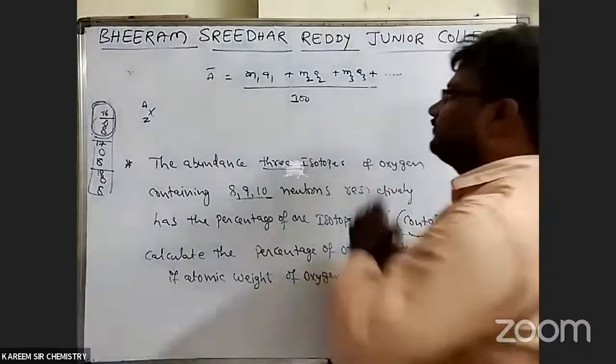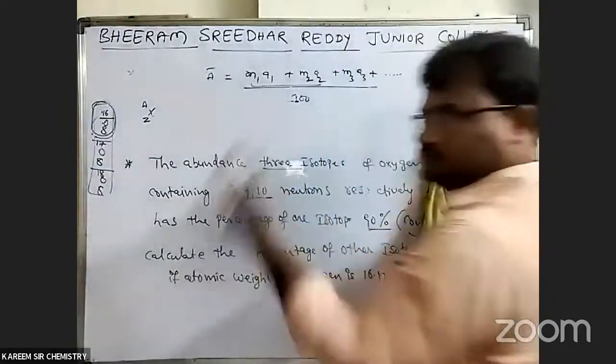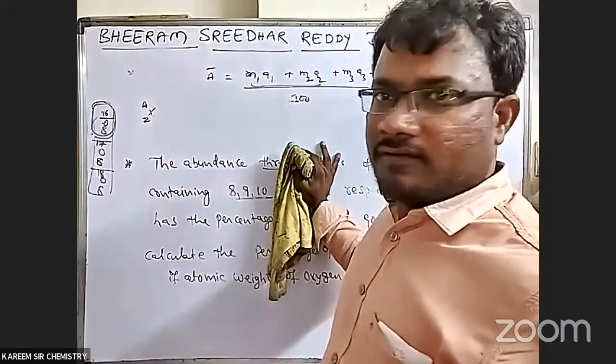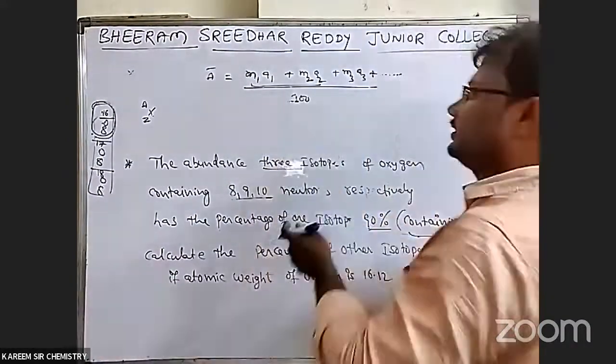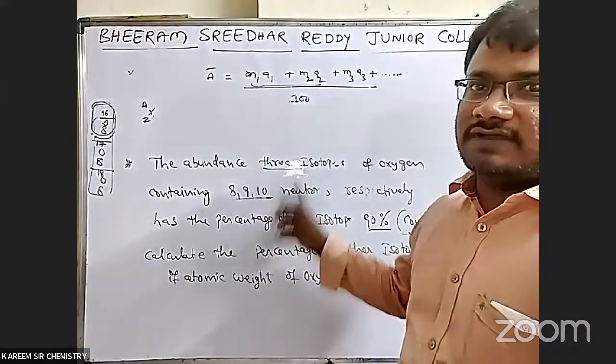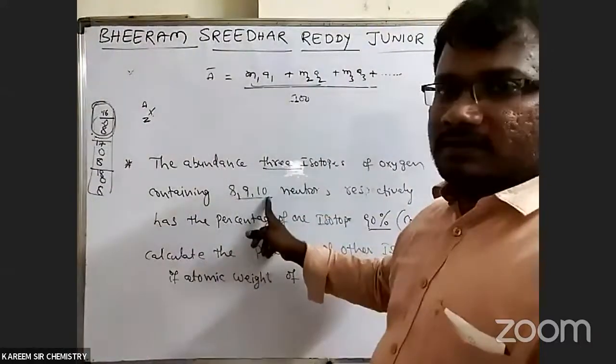So if 3 isotopes are there, calculate up to 3; if 2 isotopes are there, up to 2. If only 1 isotope is there, there is no need to calculate the average atomic mass. So this problem is understood? Like that, calculate 8, 9, 10.